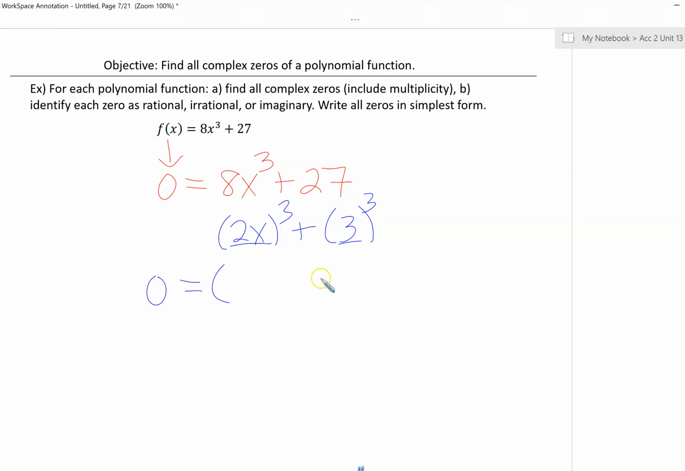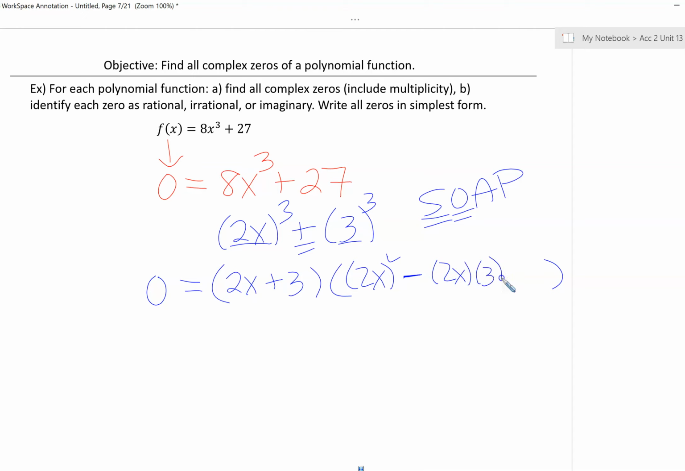So we get 0 equals a binomial times a trinomial, and we use SOAP to help us with our signs. We use the same sign in the binomial as our original binomial, which is plus. We get 2x plus 3. Then we have our 2x quantity squared, and we use the opposite sign, which would be a minus. Then we have our middle term, which is 2x times 3. And then always positive, or plus, at the end, and then we have 3 squared there.